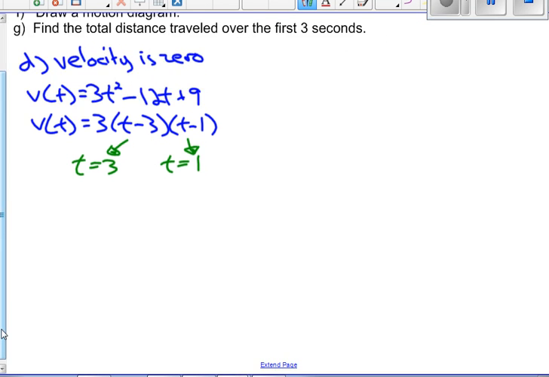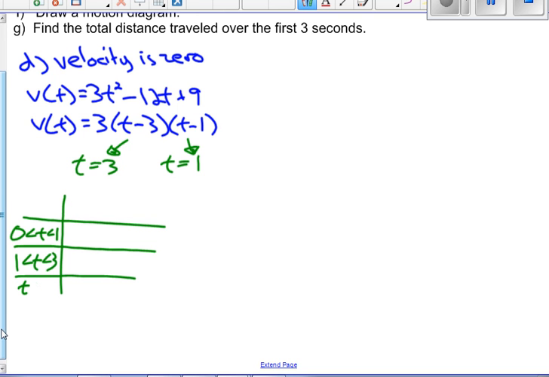Okay, once we know that, we can make a sign table. So there's an interval of time from 0 to 1, from 1 to 3, and from 3 to forevermore. And those are the only times where interesting things can happen to the particle, where it could reverse directions.